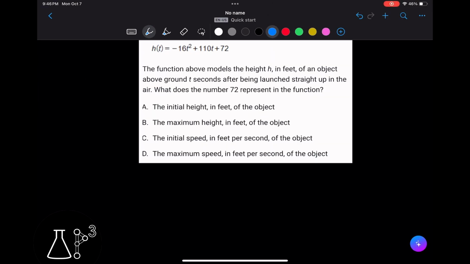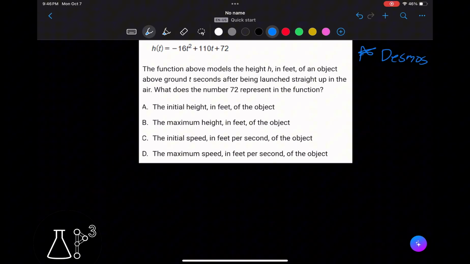Okay, this is another medium question. It's a little bit different because it's a word problem and there's a lot of information. But you can use decimals to figure out what they're asking for. But it's not necessarily like, oh, what's an x, what's the y value? You'll see what I mean once I read the question. The function above models the height h in feet of an object above the ground t seconds after being launched up in the air. What does 72 represent in the function?